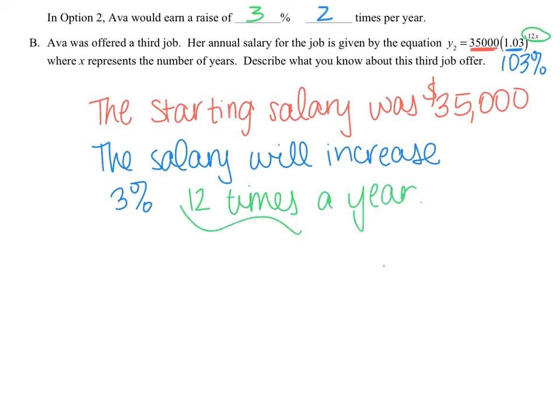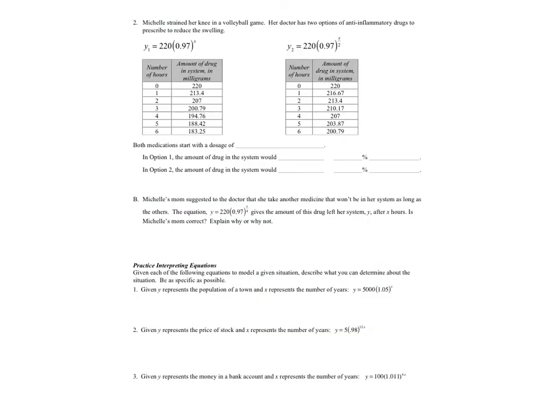If I think about what happens 12 times a year, months. So you could say monthly. If I say monthly, that's 12 times a year. If I say 12 times a year, that's monthly. So either way, your preference, what would you like to say? But make sure you're talking about every single number. Okay.